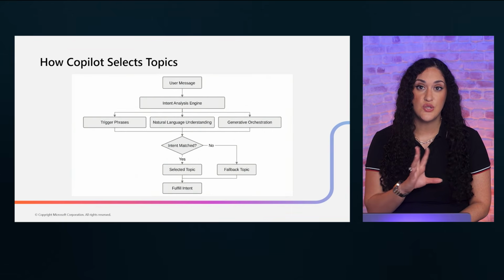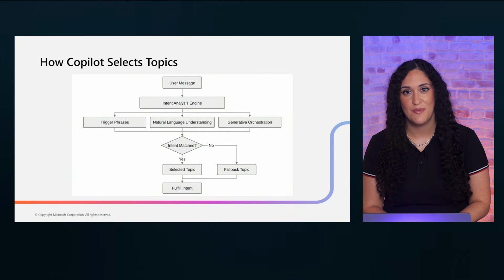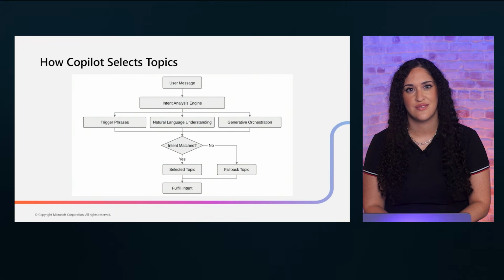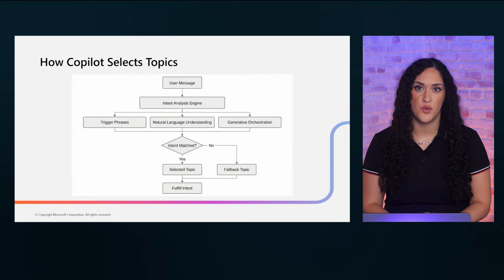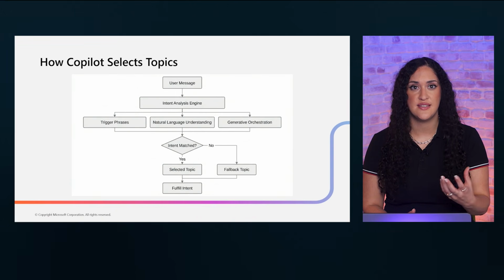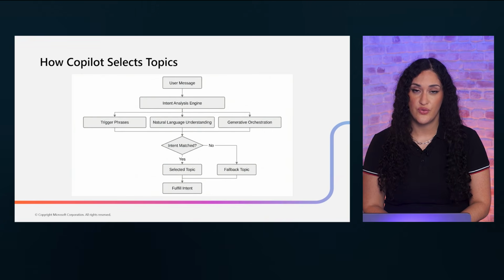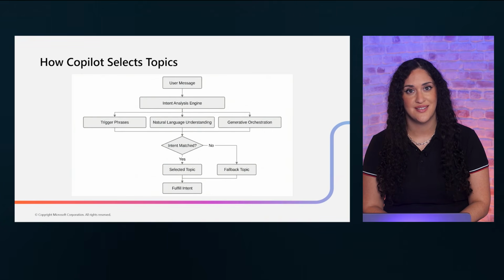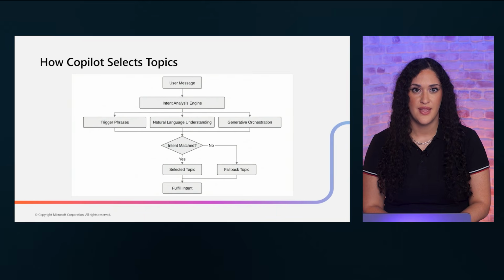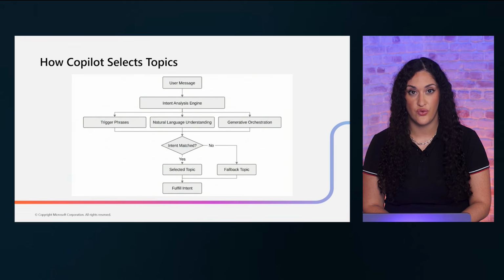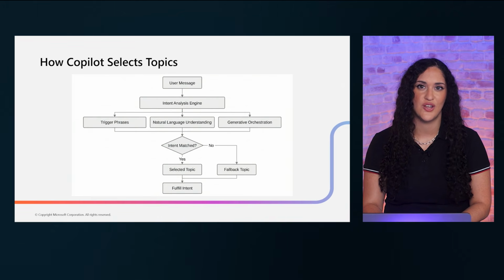This diagram illustrates how Copilot selects the right topic when a user sends a message. The process flows from the user message through intent analysis, which evaluates trigger phrases, natural language understanding, and generative orchestration. As a best practice, invest in strong trigger phrases and natural language understanding configuration to maximize matching accuracy and always ensure your fallback handles the rest gracefully.